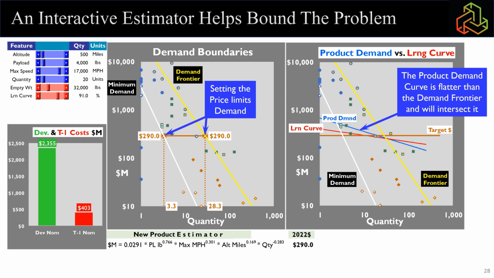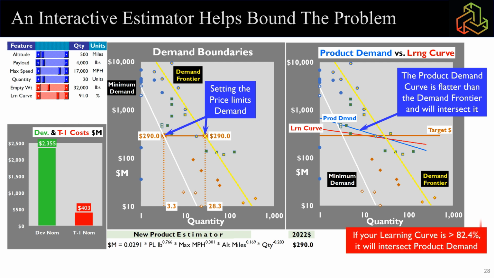and it's much flatter. Remember, we had the other ones that were much less than -1. That slope means that this curve will always intersect the demand frontier. This is telling you what the frontier is. If you're designing something, you don't want the product demand curve to intersect your frontier before you get to your desired quantity. And also, what you could notice is that if your learning curve were greater than that slope, which is 82.4%, it's going to intersect product demand.